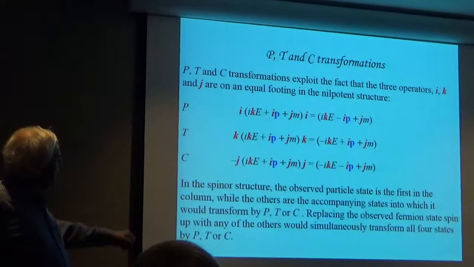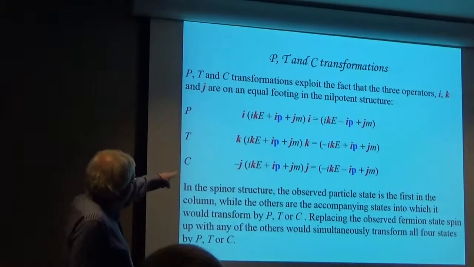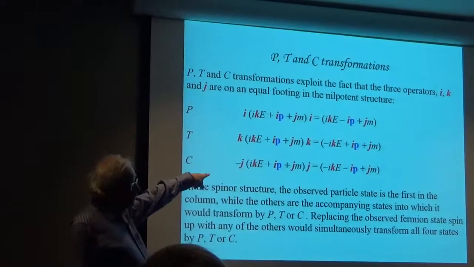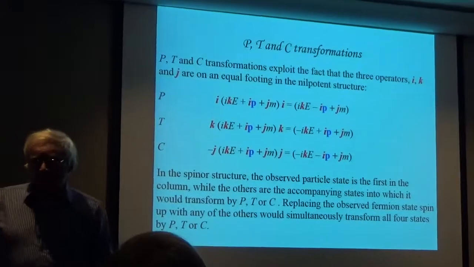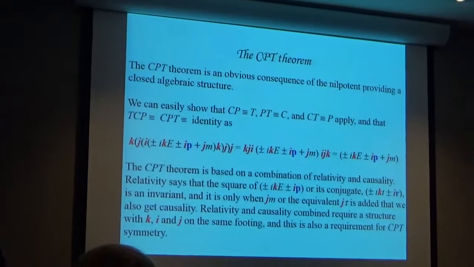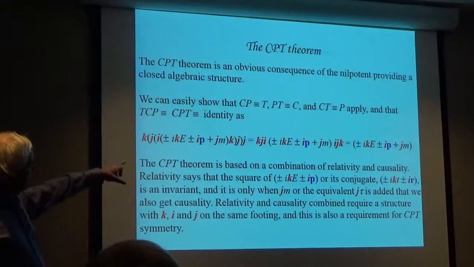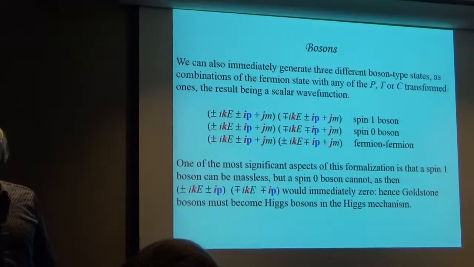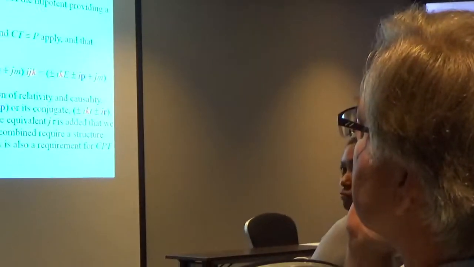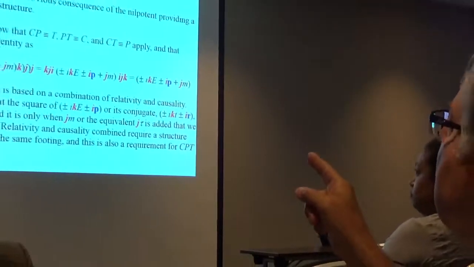If you want P, T and C transformations, easy with this. You just pre-multiply and post-multiply effectively by the three quaternion operators. If you want to show the CPT theorem, you do it that way, and you end up back where you started. So your M is the rest mass. Yes. And E is the total energy. Yes.